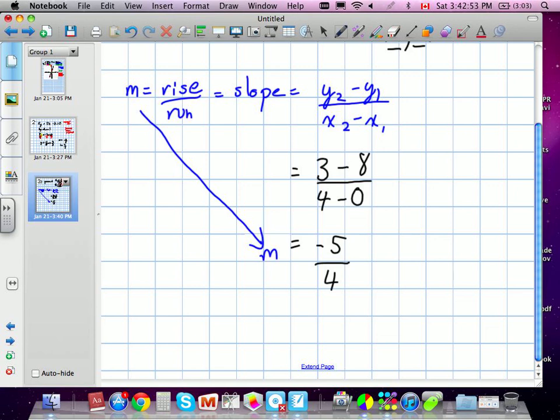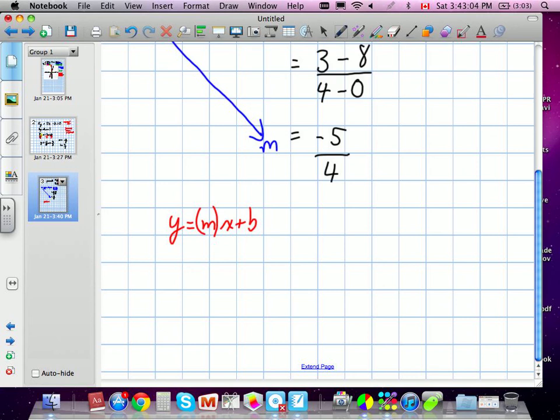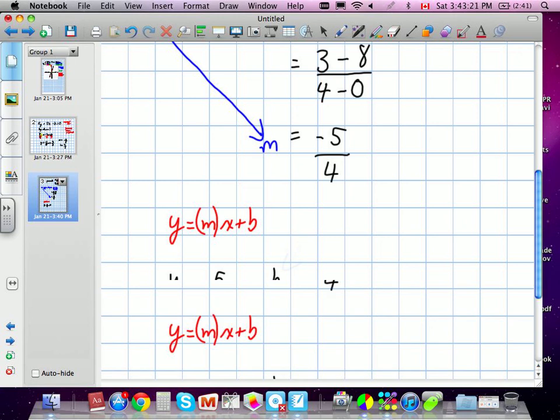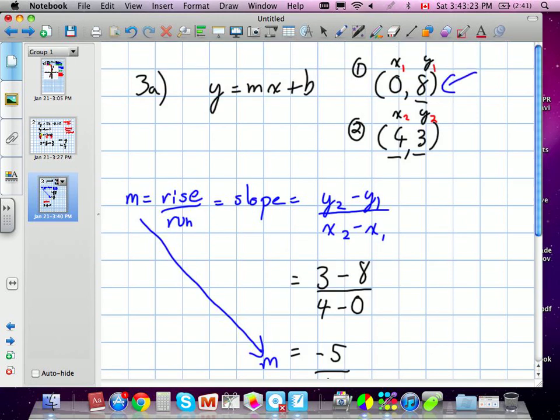We had y equals mx plus b. So we know our value of m, so I can replace it in the equation. y is equal to negative 5 over 4 x plus b. Still don't know what b is. But the y and the x stand for points on the line. In fact, they stand for every point on the line. So what that means is I can plug in either of these points, either the first one or the second one, and solve for my b. And I'm going to show you how we do that, okay?